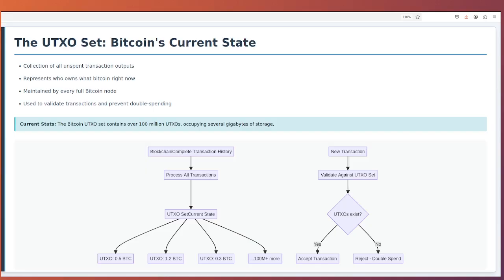The UTXO set is dynamic. It constantly changes as new blocks are added. When a block is mined, the transactions in that block consume some UTXOs and create new ones. The UTXO set is updated by removing the spent UTXOs and adding the newly created ones. As of recent counts, the Bitcoin UTXO set contains over 100 million individual UTXOs representing all the Bitcoin in existence. This set is relatively compact, only a few gigabytes, when compared to the entire blockchain history, which is hundreds of gigabytes. This efficiency is one advantage of the UTXO model.